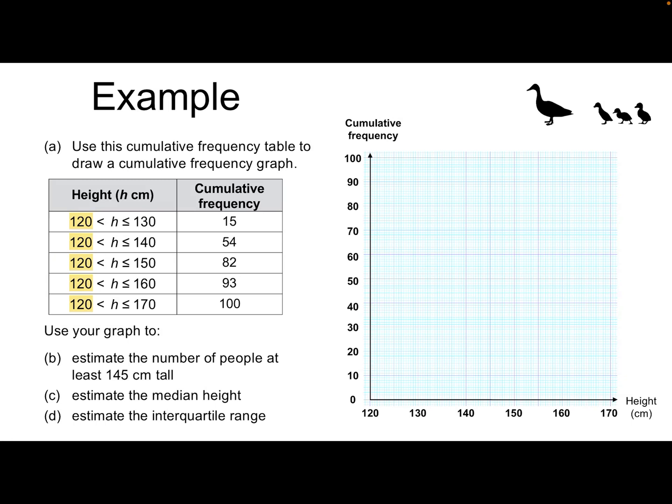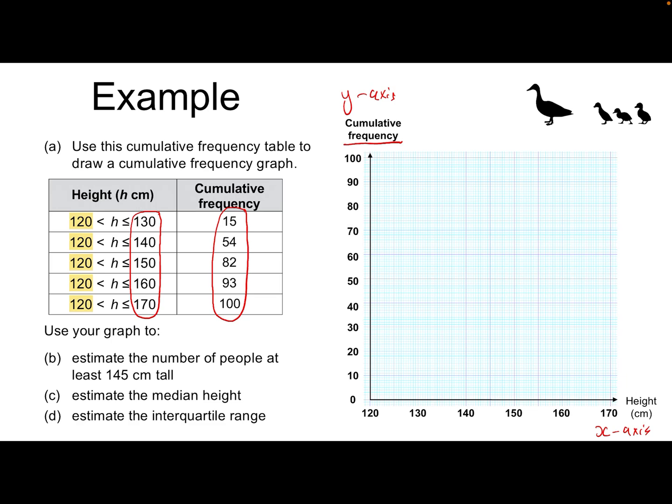Now you must make sure you do it right. What you're going to do is plot the upper bounds against the cumulative frequency. Cumulative frequency will be your y-axis, and whatever you're measuring is going to be your x-axis. In this case height is being measured, so that's your x-axis. Basically what you're saying is there are 15 students that are up to 130 centimetres tall. So let's plot that first: 15 against 130.